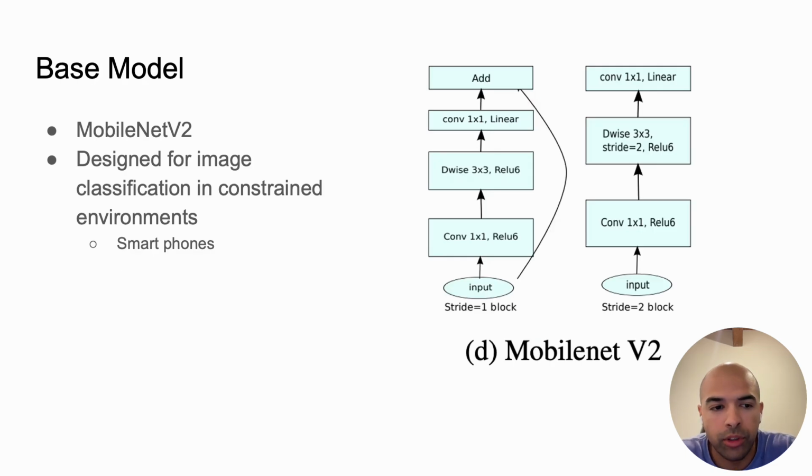So the base model for my project is the MobileNet V2 model created by Google. This model is designed for image classification in constrained environments like smartphones and the Edge TPU device. Here, this is just a picture of the base model architecture.